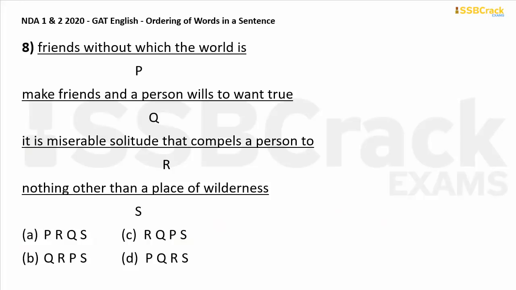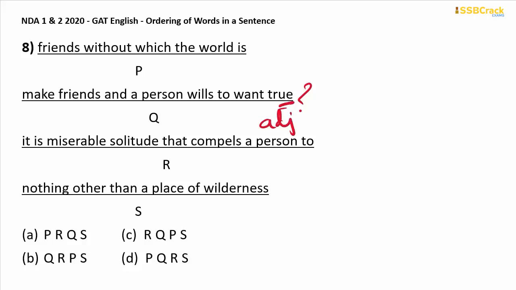Friends without which the world is make friends and a person wills to want true. It is miserable solitude that compels a person to nothing other than a place of wilderness. Okay, so a person wills to want true what? Okay, true is an adjective here. It should be followed by a noun. So true what? True friends. It cannot be followed by true it or true nothing. It should be followed by true noun. So true friends. So obviously Q has to be followed by P.